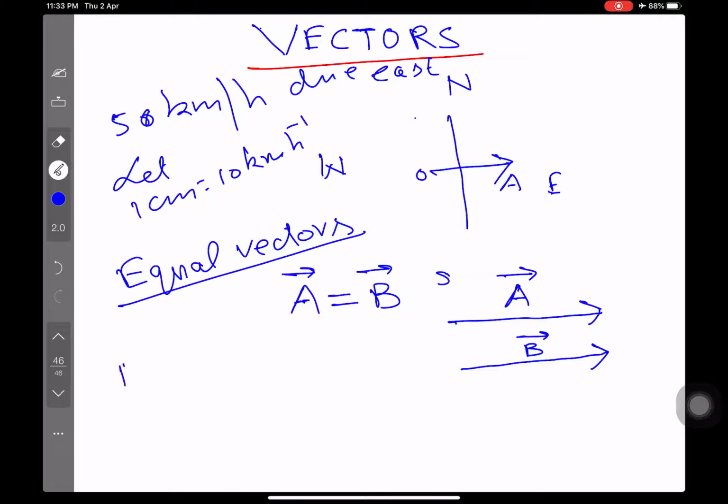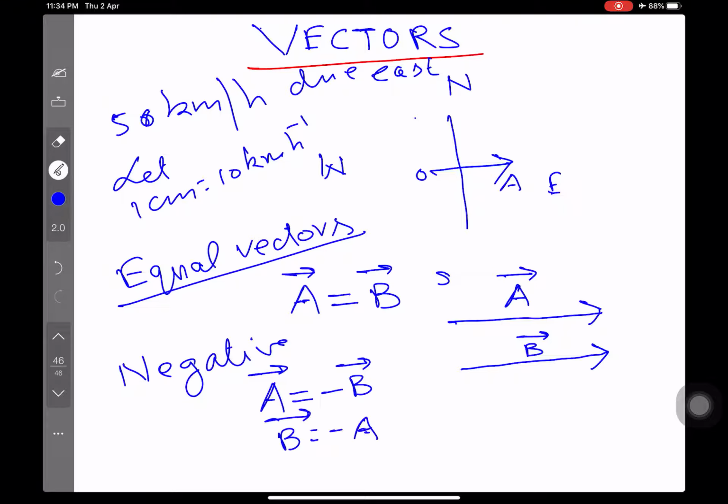Then negative vector. One vector is said to be negative of the other vector if their magnitude is equal but direction is opposite to each other. And if A is negative of vector B, then I can write A equal to minus B. This means vector A is negative of vector B, or I can write vector B is negative of vector A. And geometrically, I can represent these like this. These arrows of equal length but parallel to each other, but in the opposite directions. Magnitude is the same, but direction is opposite to each other.